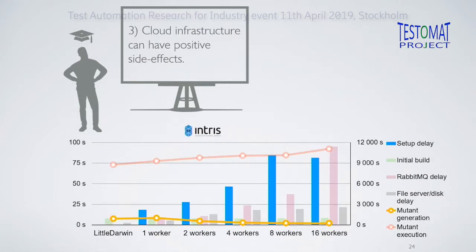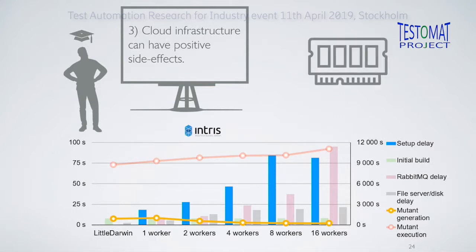Thirdly, cloud infrastructures can have positive side effects. Why? Well, because you simply have more memory, because you also have more computers. And we can see that during the mutant generation phase, because we had more workers, if we add the cumulative times of the generation, it goes down. So this, in essence, means that we had better than perfect scaling, which was very fun.